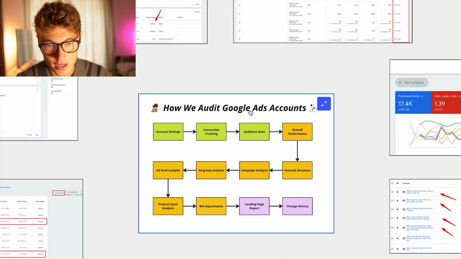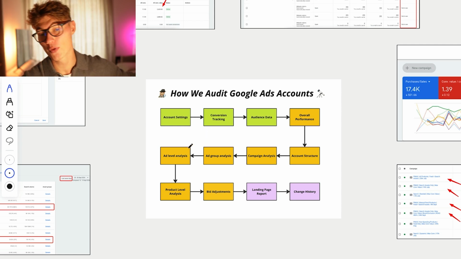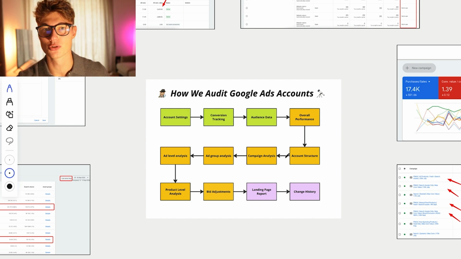Now, first things first, you can see a little roadmap that we've got here. So, how we audit Google Ads accounts. We start at the top with account settings. All right, so we're going to look for some little optimizations in the account settings. These aren't going to change the game by any means, but they will be extremely useful. Next, we're going to go to conversion tracking.